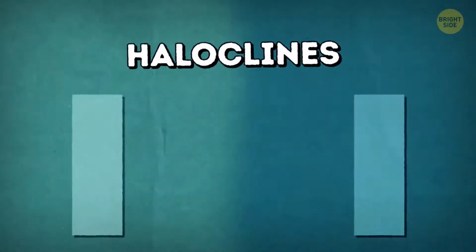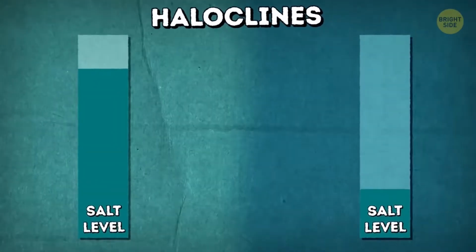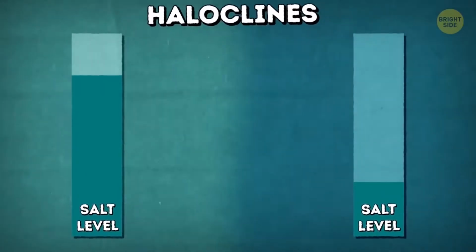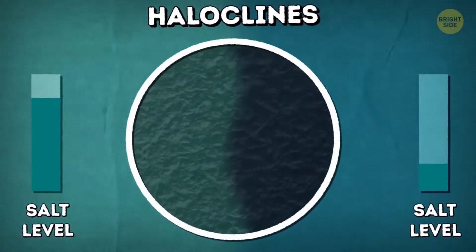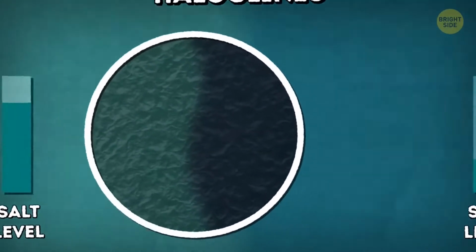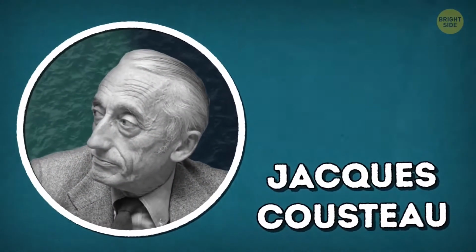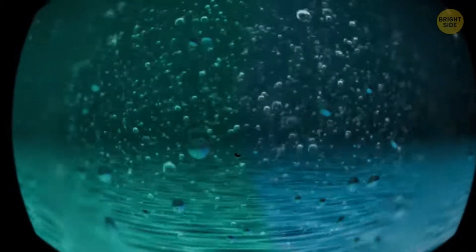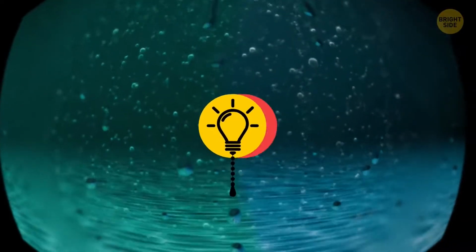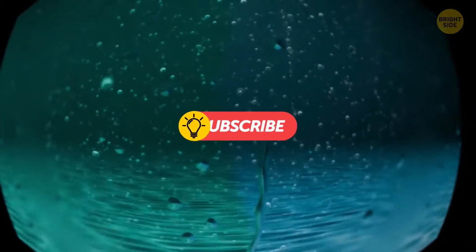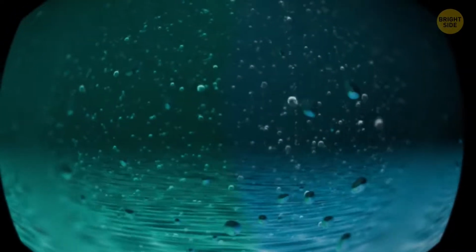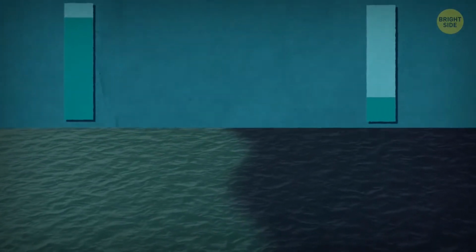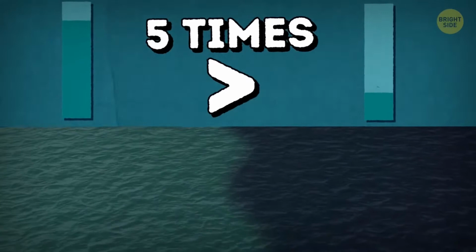Haloclines, borders between waters with different salinity, are the most spectacular, and this is what we see when the Atlantic and Pacific Oceans meet. The famous explorer Jacques Cousteau found this when he was deep diving in the Straits of Gibraltar. The layers of water with different salinity looked like they were divided with a transparent film, and each layer had its own flora and fauna. Haloclines appear when the water in one ocean or sea is at least 5 times saltier than in the other.